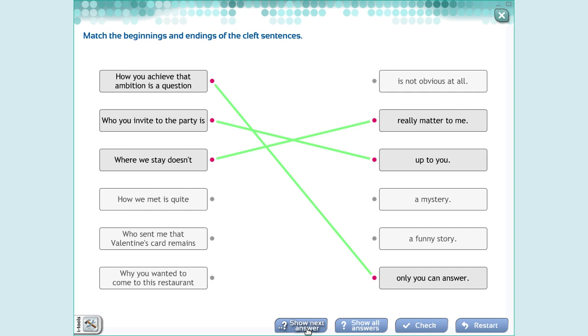How we met is quite a funny story. Who sent me that Valentine's card remains a mystery. Excellent. Why you wanted to come to this restaurant? It's not obvious at all.